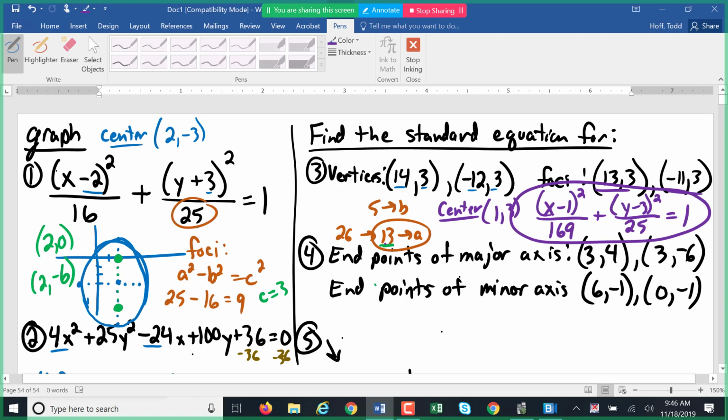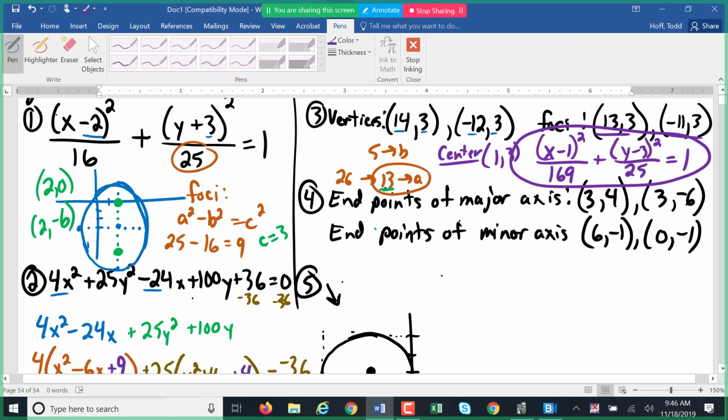Now I should have said graphing equation. I said standard equations, not standard form. If I had said standard form, we'd want it worked out like this. But the standard equation for graphing an ellipse is in this form.